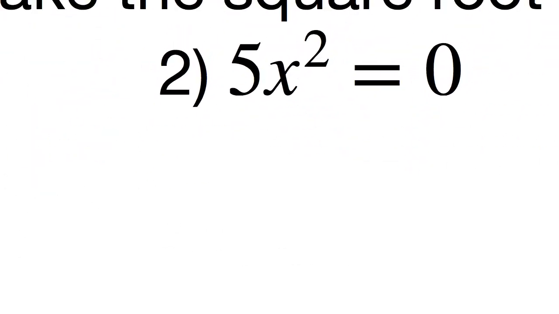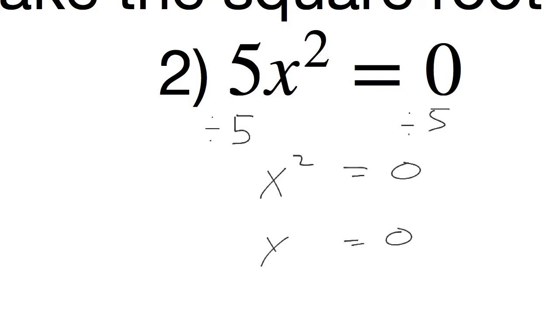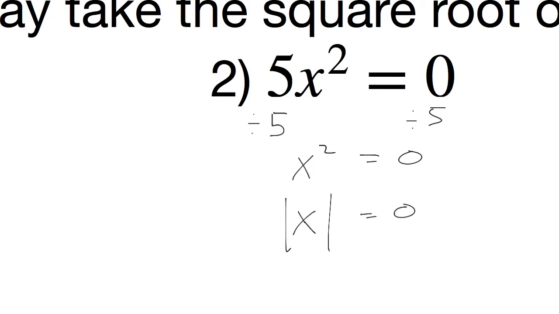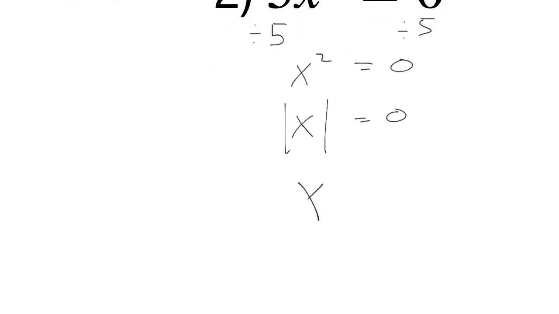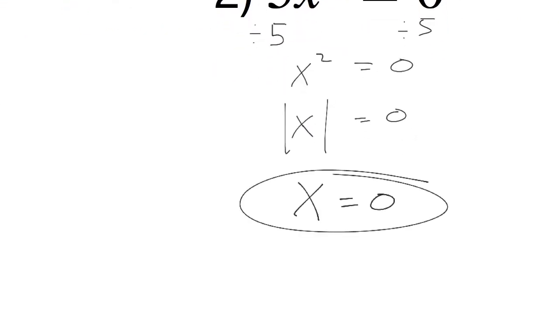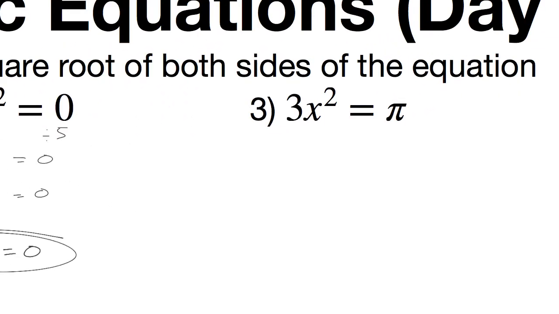Next page, we have to undo the division first, dividing both sides by 5. Undo the division before we undo the exponent. So you get x squared is equal to 0, and the only number you can put in for x would be 0. You could say that this was the absolute value of x equals 0, but still, it's just x equals 0. Come on, Bergman. It's just 0. There's only one number that's going to work.